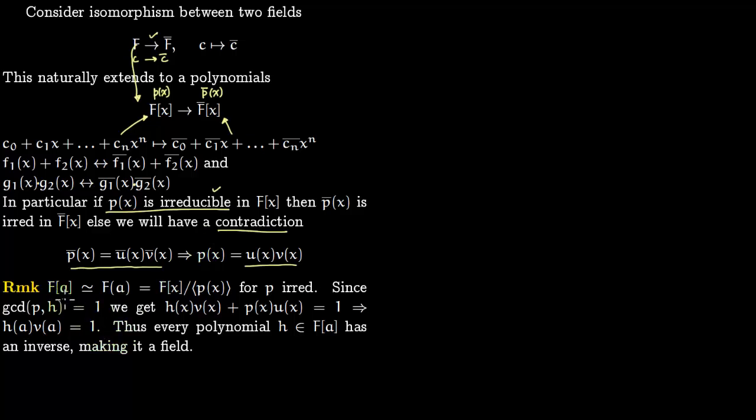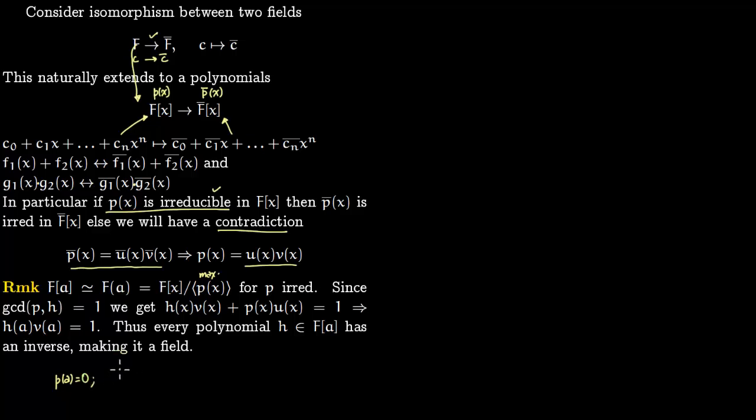Now I want to make an important remark. So you have this field f, and f of x, and then you mod out by an irreducible polynomial. Since this polynomial is irreducible and this is a field here, this will become a maximal ideal, and when you do so, what you will get is a field f(a), where a is a root of the polynomial p, that is p of a is 0.